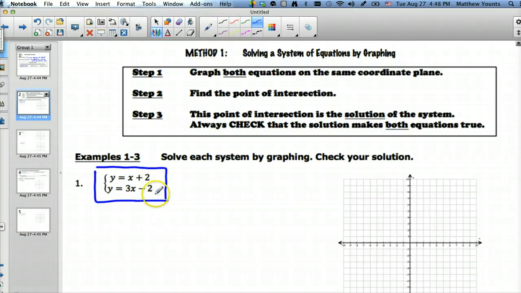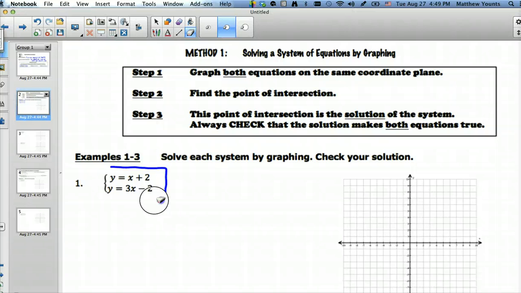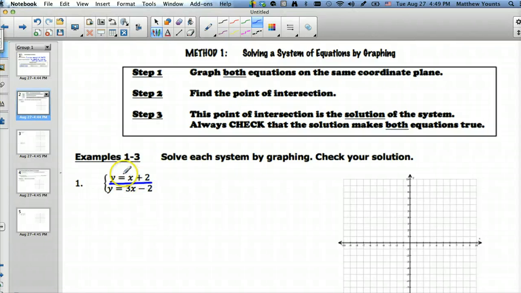If you look at both these equations, they should look somewhat familiar to you. These are both lines, both linear equations, and they're both in slope-intercept form. So we already know how to graph equations in slope-intercept form. Let's review how to do that just with that top equation. So I've got the equation y equals x plus 2. You know for the equation y equals x plus 2 that it has a slope of 1 and a y-intercept of (0, 2).